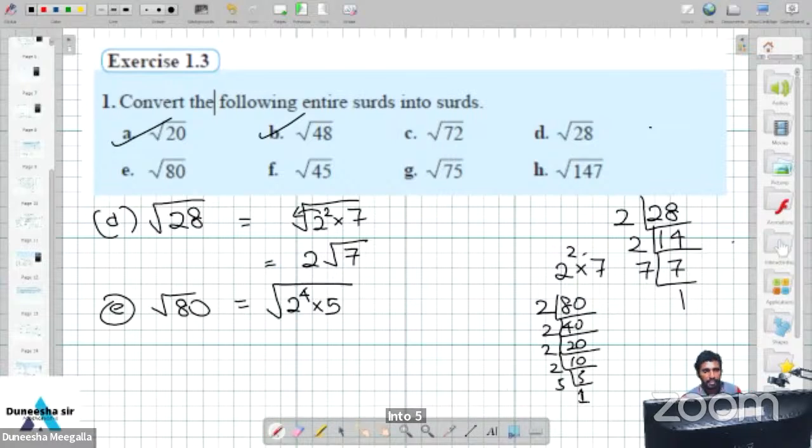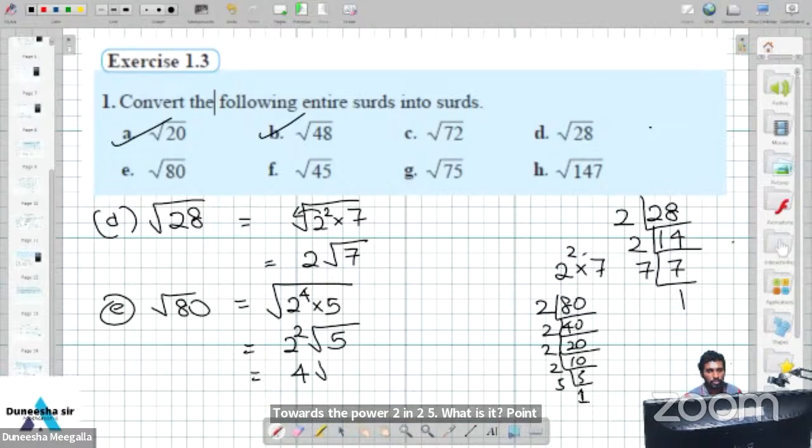Entire third is 80. What is the third is? Third එක කීයද? 2 to the power? 2 into 5. 2 to the power 2 into 5. What is it? 4 into 5. 4 into root 5.